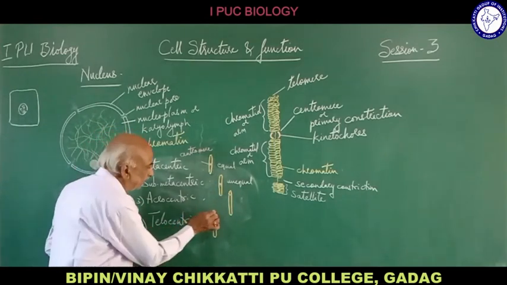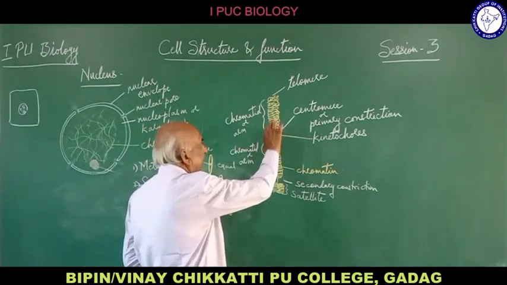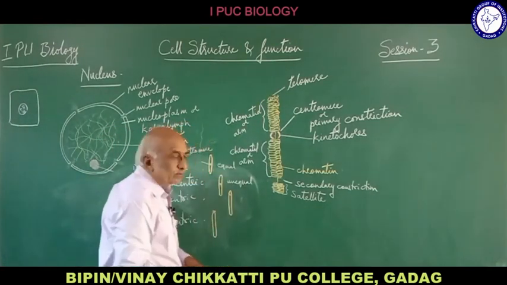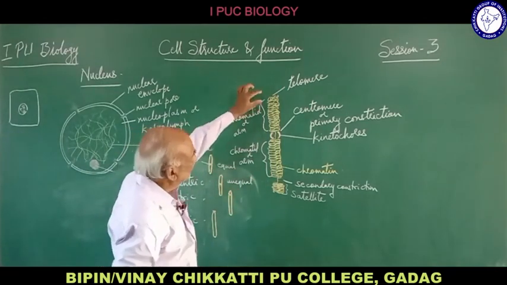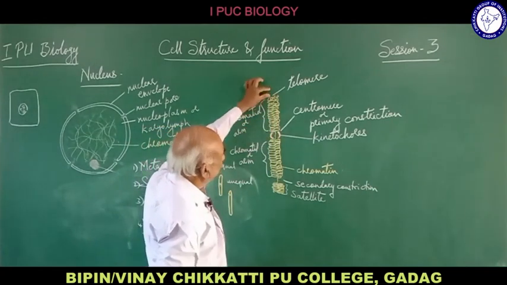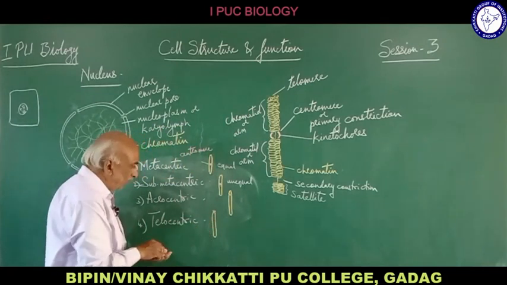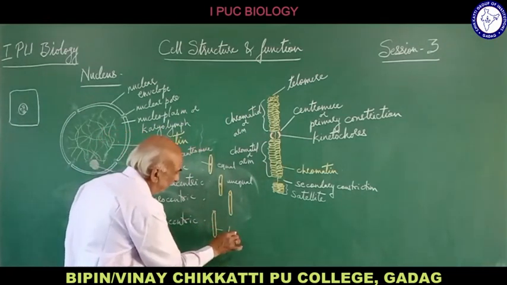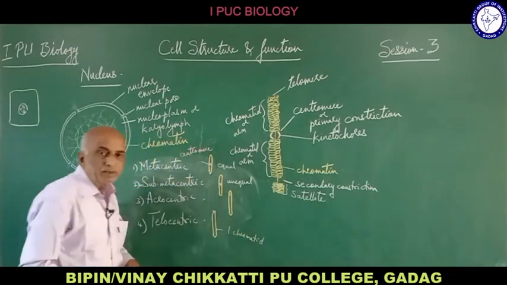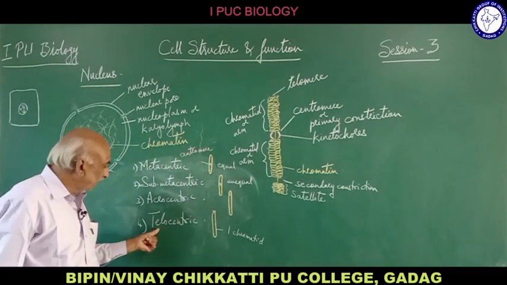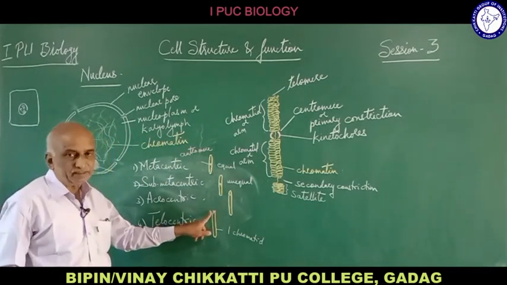But in telocentric, the centromere is at the extreme end. That means this centromere is at this region, so that the telomere is only at one end. There is only one telomere. So the centromere is extremely at the tip of the telomere, so that there is only one long chromatid. So here there is only one chromatid, and that is a long chromatid. That is telocentric. So telo means telomere. The centromere is present at the telomere region.